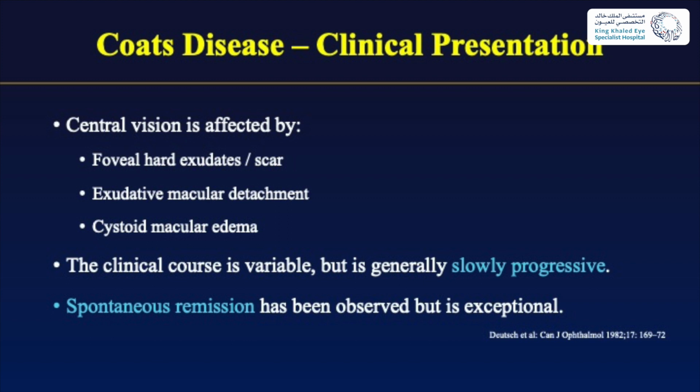Central vision in Coats disease is usually affected by foveal hard exudates, exudative macular detachment, and cystoid macular edema. Generally speaking, this disease is slowly progressive. Spontaneous remission is exceptional but has been reported in the literature.